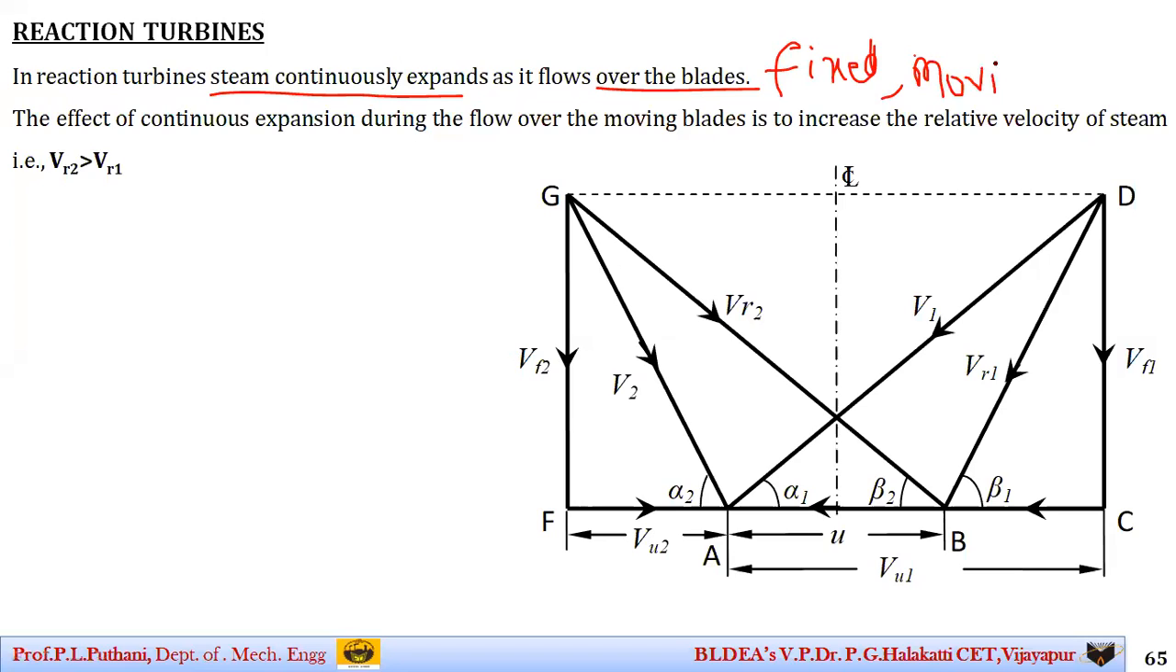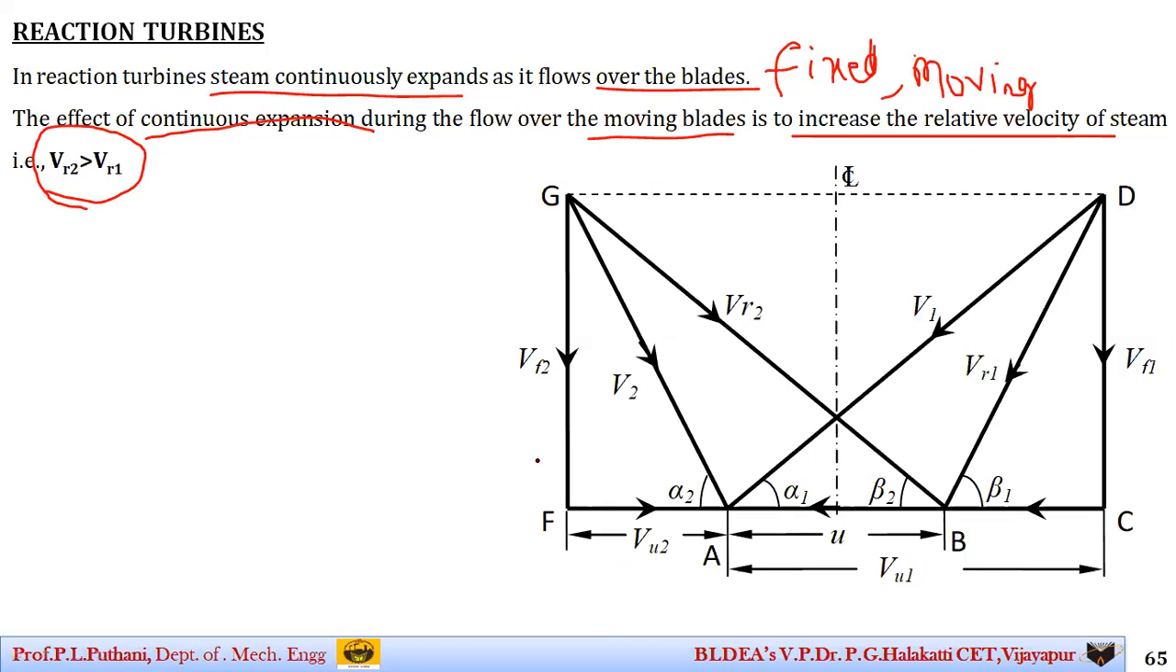As a result, along with the impulse force, reaction forces are also developed, which are responsible for the work development. The effect of continuous expansion in the moving blades is to increase the relative velocity at the outlet velocity triangle. So in reaction turbines, the relative velocity at the outlet is always greater than the relative velocity at the inlet, that is VR2 greater than VR1.